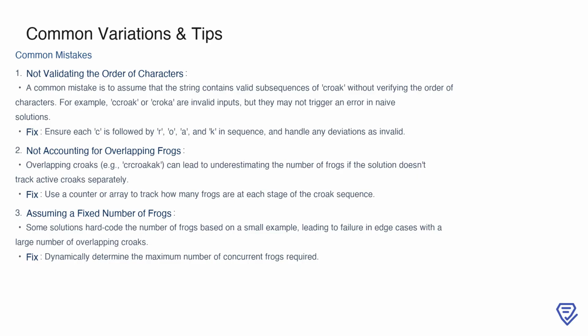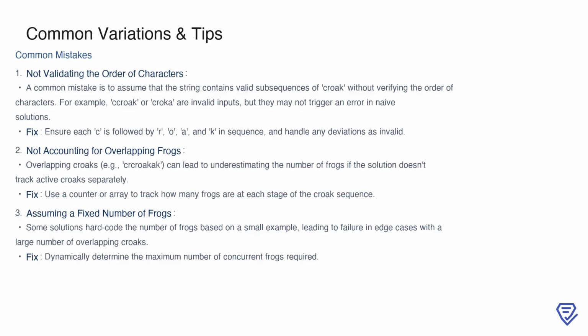Another frequent error is not accounting for overlapping frogs. For example, in a sequence like croak, multiple frogs are croaking simultaneously. If you aren't tracking these overlapping croaks properly, you might underestimate the number of frogs needed. A good way to handle this is by maintaining a counter or an array that tracks how many frogs are at each stage of the croak sequence.